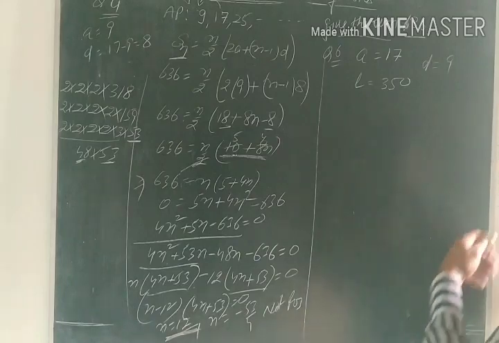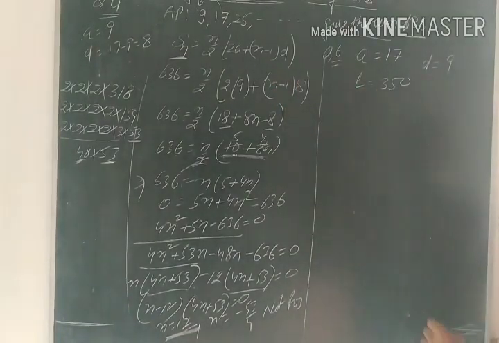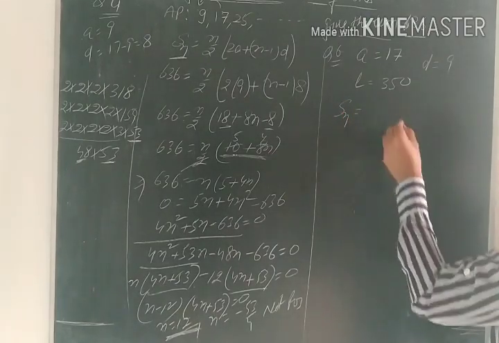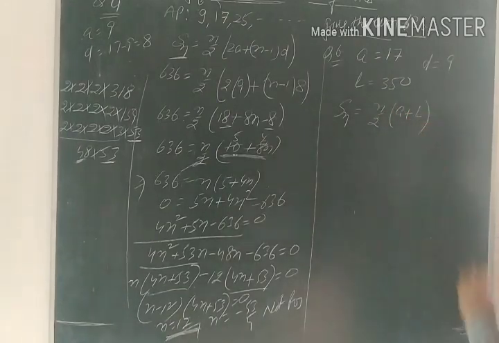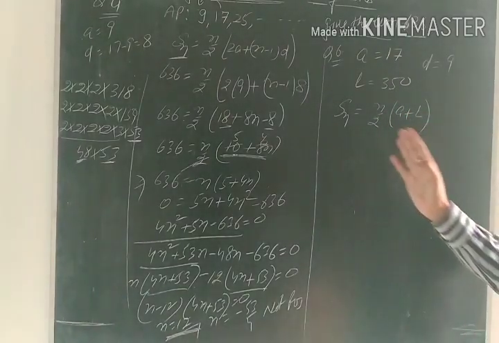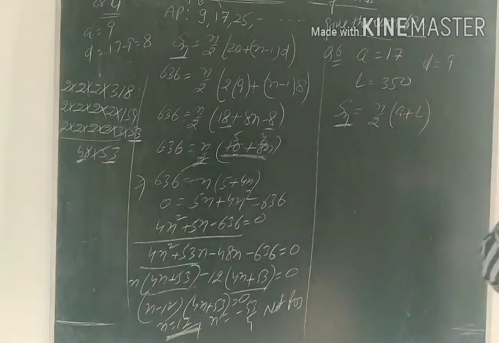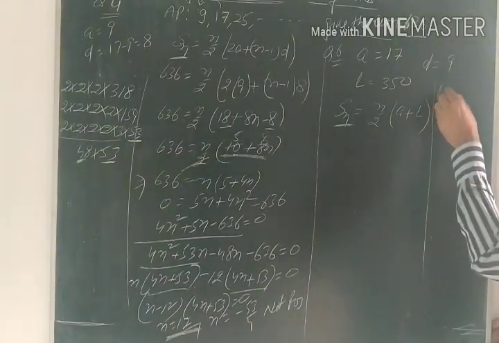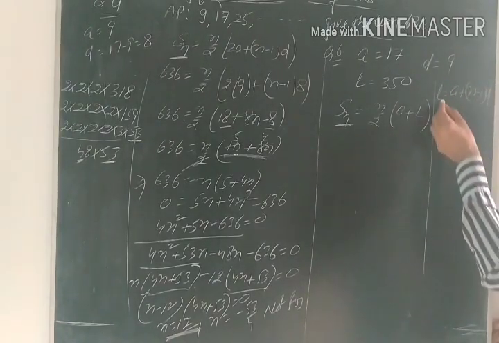How do we find it with the help of Sn? If the last term is given, then we apply another formula of sum, and that is Sn = n/2 × (a + l). But here we must have Sn, and we have only l, the last term. So first apply the formula of l, which is l = a + (n − 1) × d.